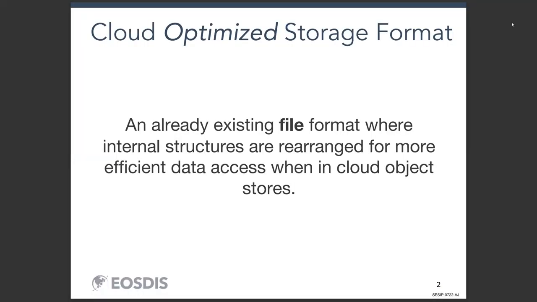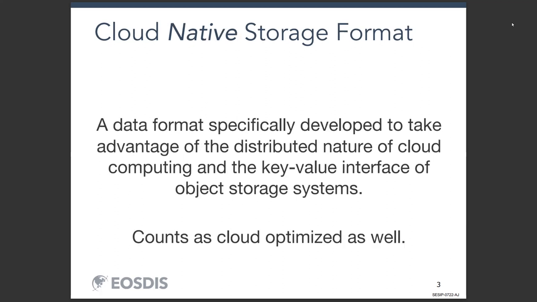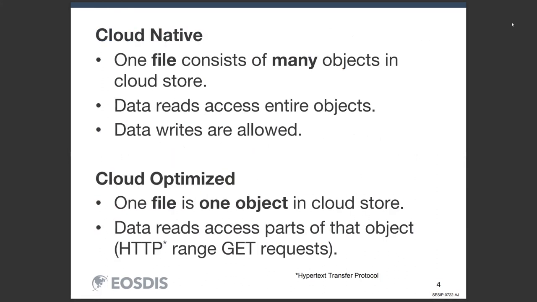After these 5 days, you clearly know what cloud optimized and cloud native are, but I just wanted to clarify for the purpose of this talk. What I call a cloud optimized format is really an already existing data format where the internal structures were optimized for cloud access. Whereas cloud native is a specifically developed data format that takes advantage of the distributed computing features of the cloud and the key value interface of object stores. And for me, whenever you say cloud native, obviously it's cloud optimized, by definition.